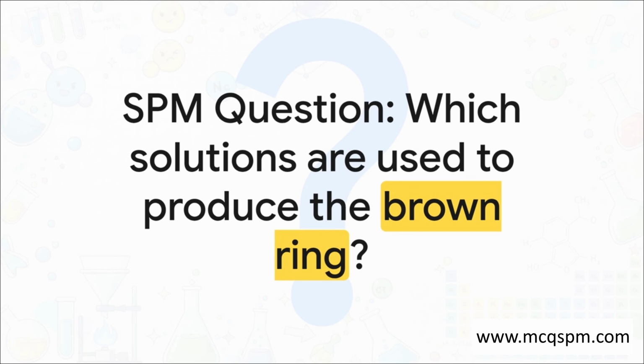The question is all about the famous brown ring test. This test is a dead giveaway for one specific anion. And the question is simple. What ingredients do you need to make this brown ring appear?